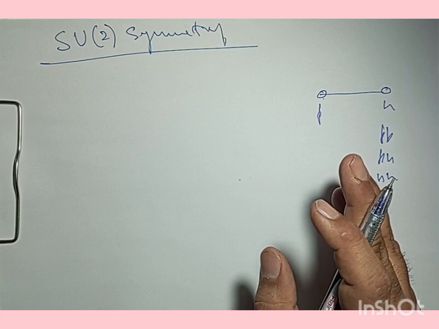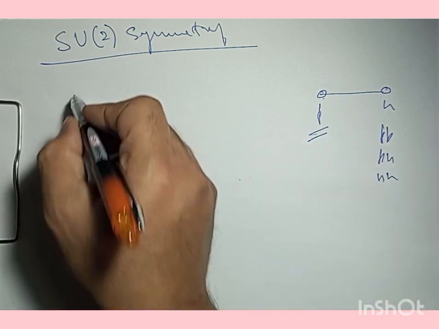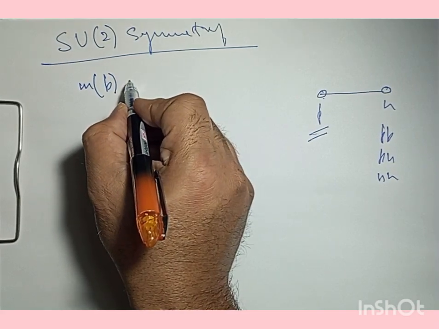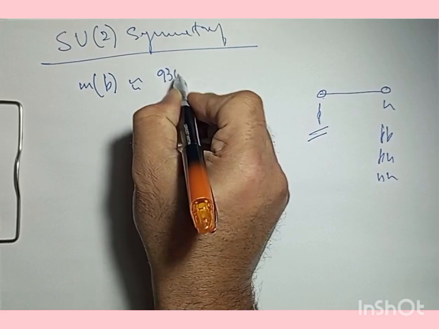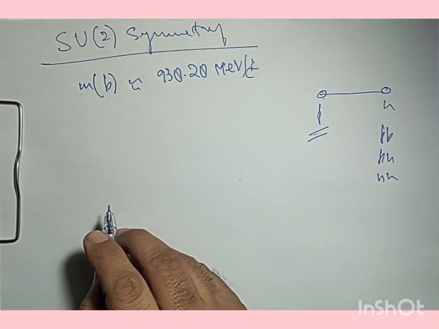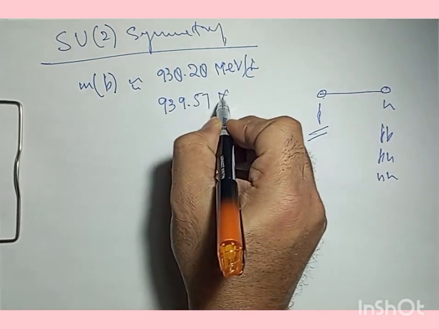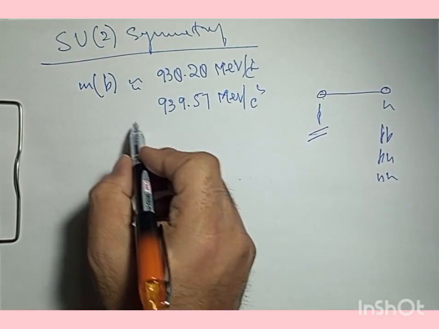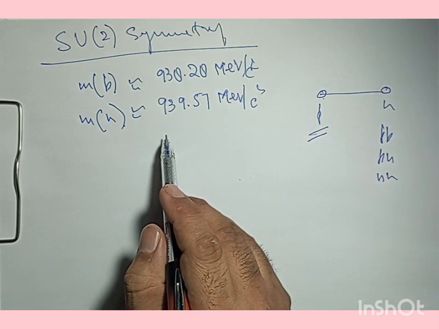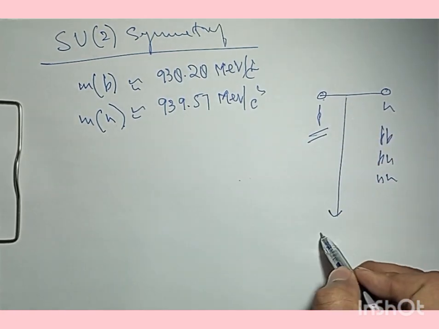However, at the same time, there's a small difference in the mass of the proton and neutron. Numerically, the mass of the proton is nearly 938.28 MeV/c², and the mass of the neutron is 939.57 MeV/c². So there is a slight difference in the mass of the proton and neutron, and this is probably due to the electromagnetic interaction.